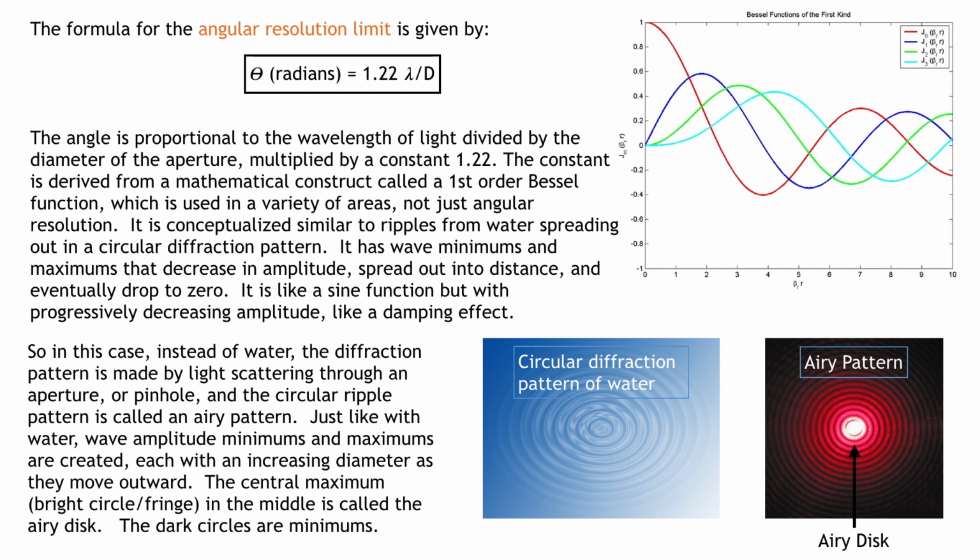So in this case, instead of water, the diffraction pattern is made by light scattering through an aperture or pinhole, and the circular ripple pattern is called an Airy pattern. And just like with water, wave amplitude minimums and maximums are created, each with an increasing diameter as they move outward. The central maximum, which is the bright circle fringe in the middle, is called the Airy disk, and the dark circles are the minimums. So here on the left we have a circular diffraction pattern of water, and on the right you have the circular diffraction pattern of light. And that creates this Airy pattern, and the bright fringe in the middle is the Airy disk. And the 1.22 describes the relationship to that central disk.